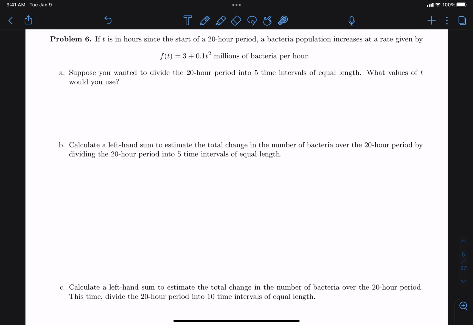So we use i equals 0, and remember the number of rectangles in our case is 5, so we go from 0 to 5. Delta x is the width of the rectangle, which we've already determined is 4. So we have 4 times delta x, and we let i go from 0 up to 4, and we just plug in those numbers into the function.